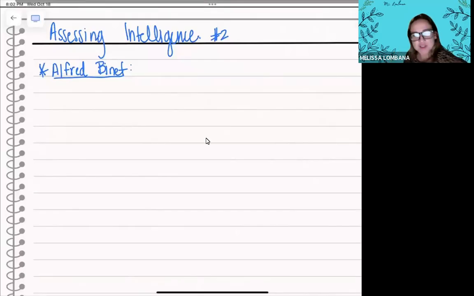Okay, we're back to the second part of intelligence. Yay! Okay, so we're going to start with how did we assess intelligence? And it all started with Alfred Binet.